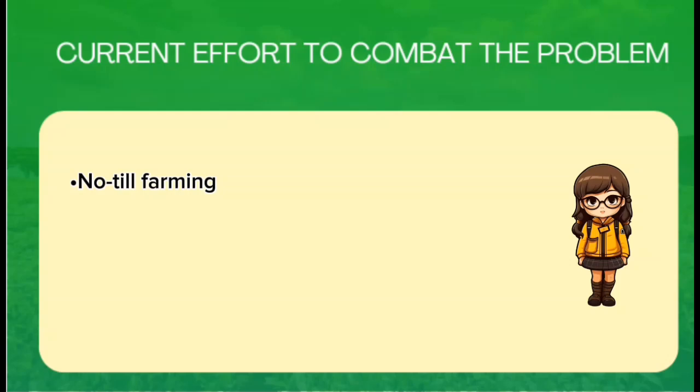This method reduces erosion, conserves moisture, and promotes soil biota. No-till farming also decreases greenhouse gas emissions, mitigates climate change, and supports biodiversity. By reducing soil disturbance, farmers can improve crop yields, lower input costs, and promote sustainable agriculture.